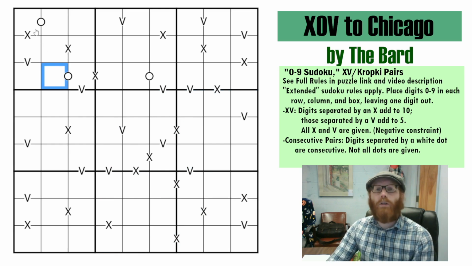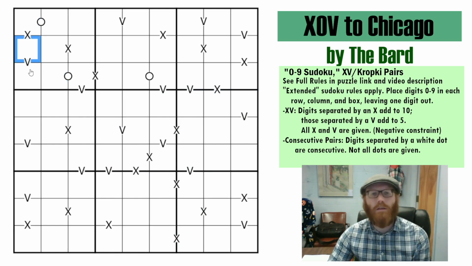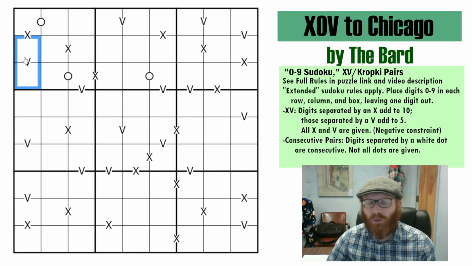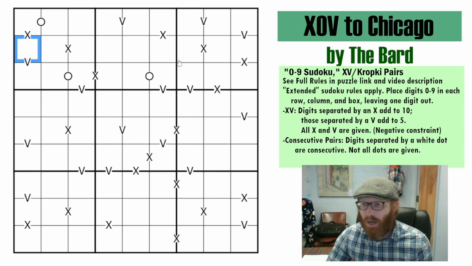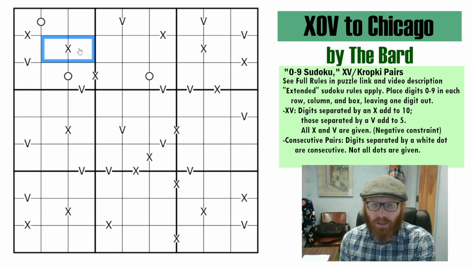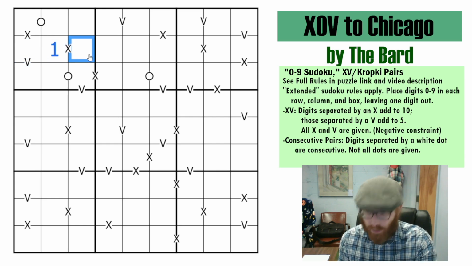But the way that we're going to solve this puzzle is with these X's and V's. The V's add to 5. There's a Roman numeral for 5, so this is going to be, for instance, a 4 and a 1 would solve it, or a 3 and a 2. Those are both ways that we can add to 5. This X, it could be 1 and 9, it could be 2 and 8.